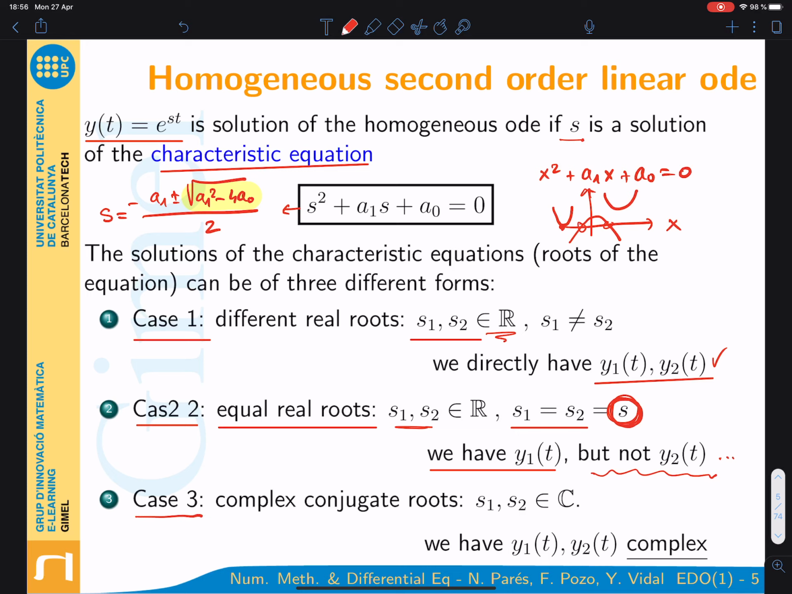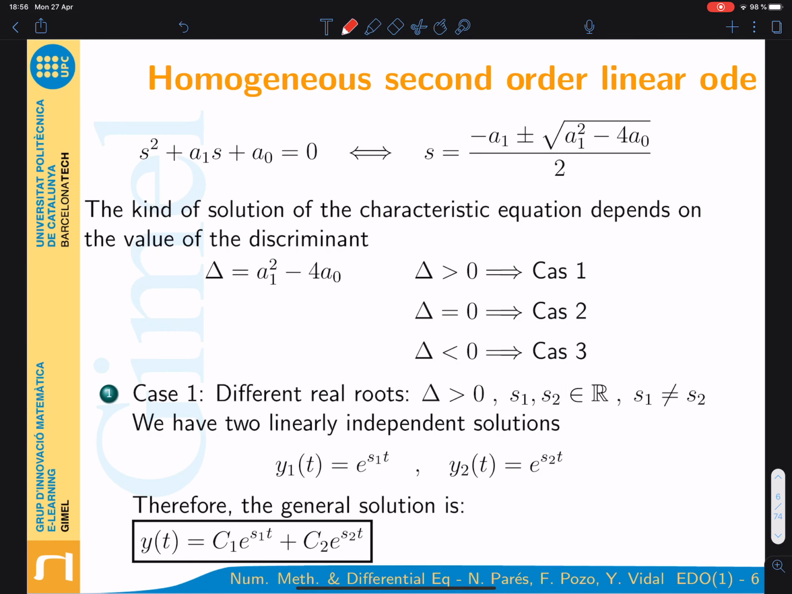And case 3, normally we are not that comfortable because we need to work a little bit with complex numbers. We get here 2 different solutions, but they live in the complex numbers, and we need to work a little bit more here in order to get 2 solutions in the real numbers, because that's what we are trying to do.